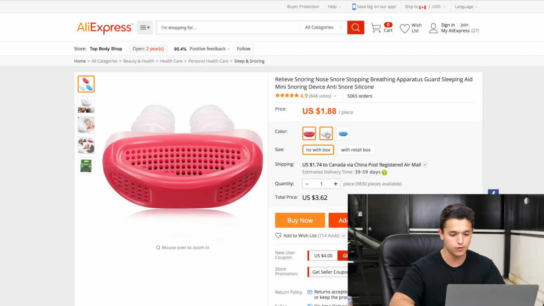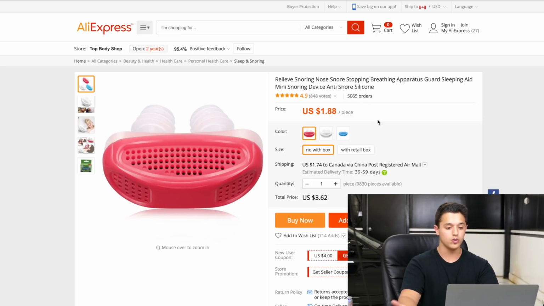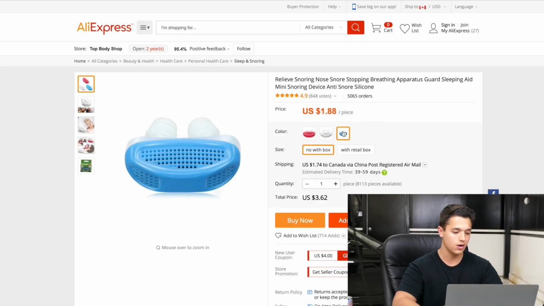So you can try and sell it if you want, 5,000 orders on there. A lot of people have been trying to sell it, but honestly, it doesn't really work that well. I bought one for myself to try it out, and it didn't even fit my nose, so I stopped selling it because I don't want complaints from customers about that specific item.